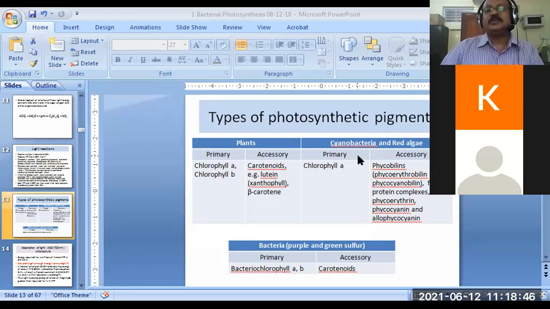In the case of cyanobacteria, that is blue-green algae, and in red algae, the primary pigment is chlorophyll A, and the accessory pigments are phycobilins. There are two types of phycobilin: phycoerythrobilin and phycocyanobilin. These two types of accessory pigments form complexes with proteins, and when they form complexes, they are called phycoerythrin and phycocyanin. And there is a third kind of complex which is called allophycocyanin.